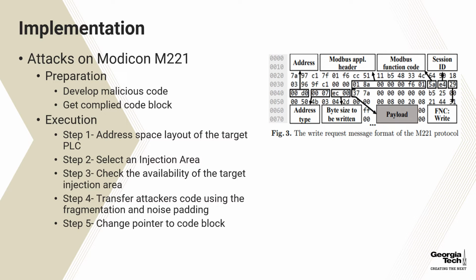Step 4 is where the transfer begins, by utilizing the prepared code from the preparation phase and inserting it into the target PLC. 1 byte of code plus 235 bytes of zero padding. These numbers are based on the max size of M221 protocol payloads being 236 bytes. Address of write messages will start at the target address, aka the address where the code is being inserted, determined in step 4. Lastly, the code pointer must be redirected to the malicious code, so on the next cycle, it is executed.